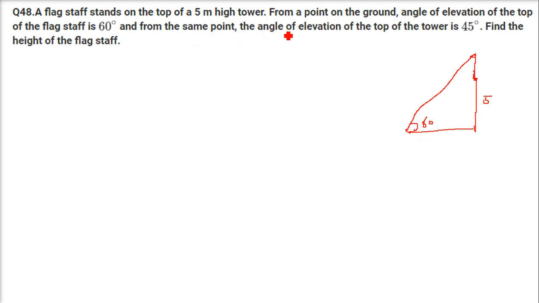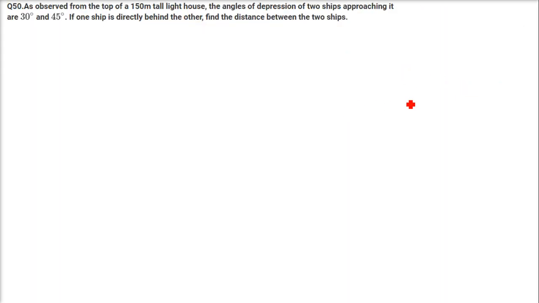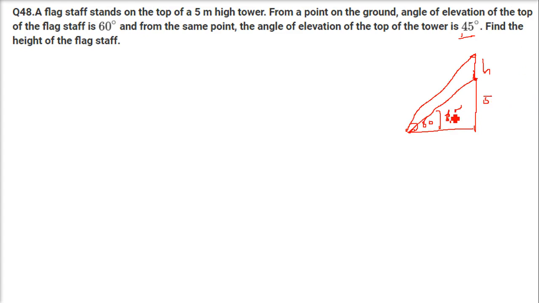And from the same point, the angle of elevation of the top of the tower, that is the bottom of the flagstaff, is 30 degrees. Oh, 45 degrees. Find the height of the flagstaff. So this h has to be known. How to find this? First I'll take this as x, right?